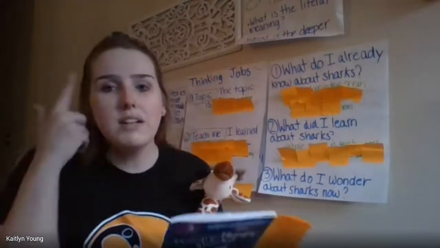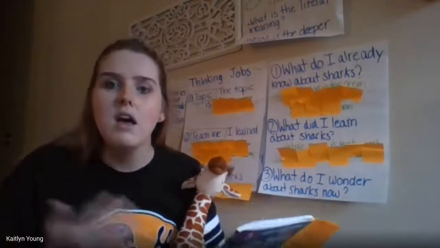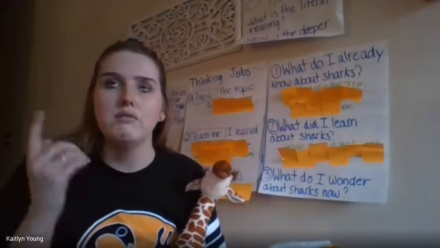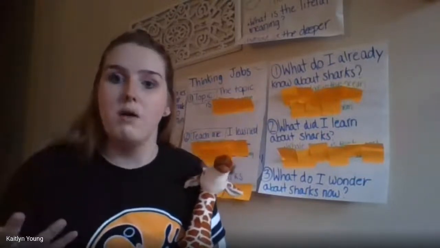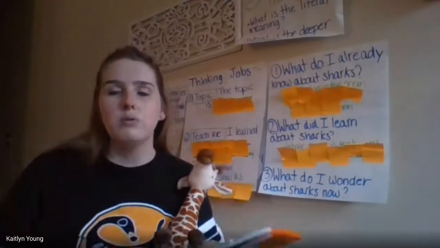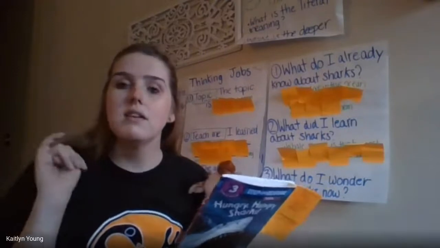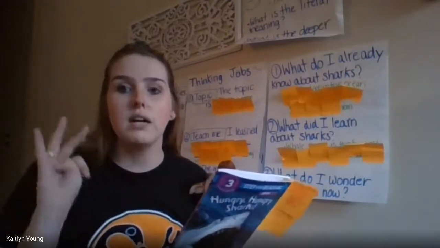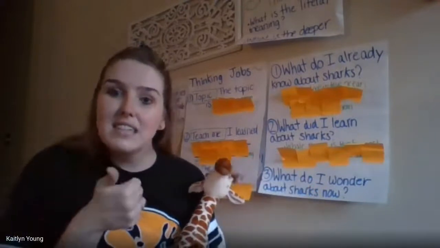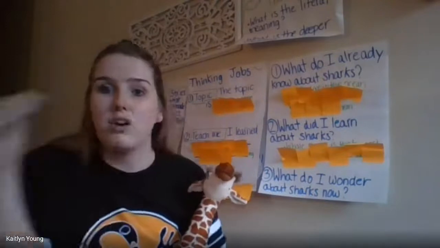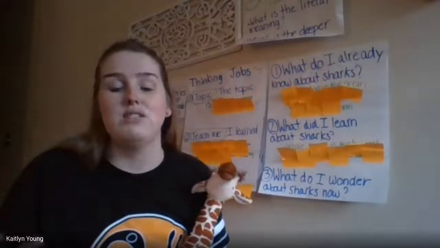Now for poetry, what do you think about our text features? Whisper to your reading buddy again about the text features for poetry. Ready, set, go. Ooh, I see friends whispering about what they know about poetry. And we're back in 10, 9, 8, 7, 6, 5, 4, 3, 2, 1, and 0. If you said that they have stanzas and they might not go all the way across the page, you are absolutely right. Or they might even be in a pattern. Those are the text features for poetry.